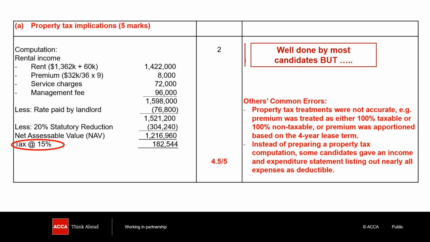Some other common errors found in other candidates include the wrong treatment of premium, and also we were surprised to see that some candidates gave income and expenditure accounts or statements instead of a property tax computation.